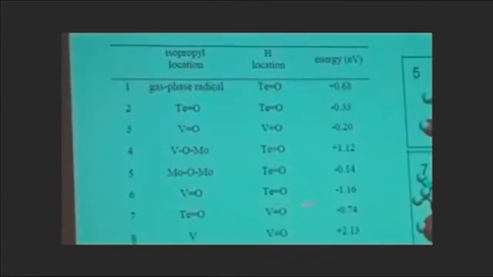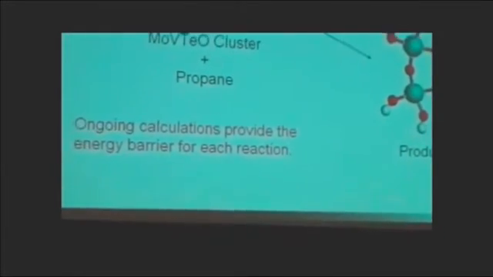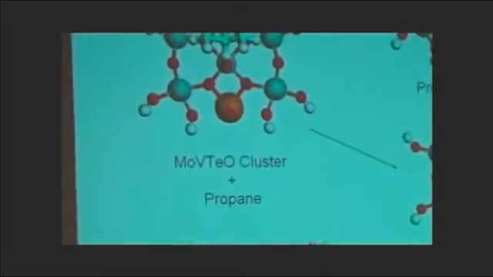And what we find essentially is that the product states 6 and 7, where the isopropyl is located on the vanadium oxo and hydrogen is located on the tellurium oxo, and the reverse, are more stable than any other species considered. We try to concentrate on these two species to examine the barrier for the reaction to get these two states. To be more specific, or to be more simple, we have explained the reason.